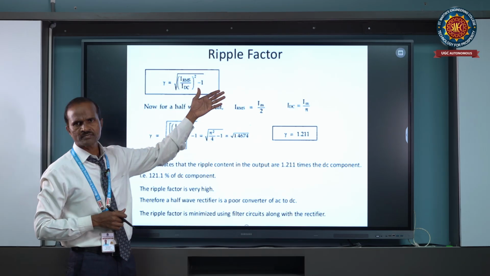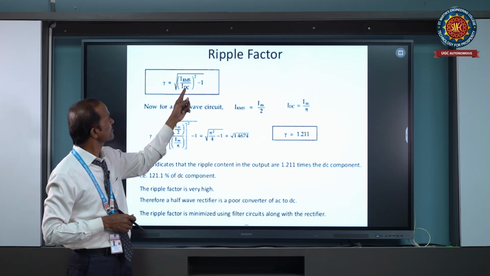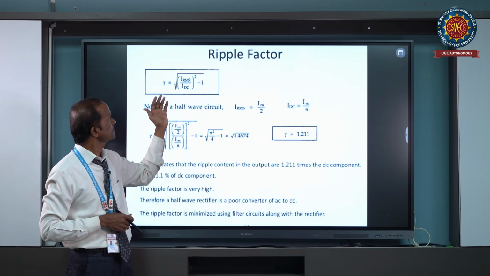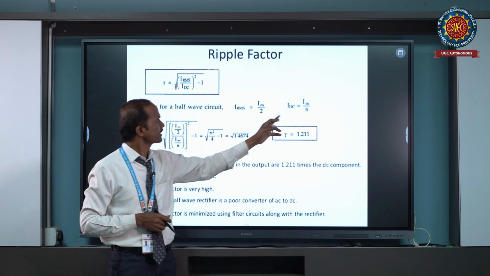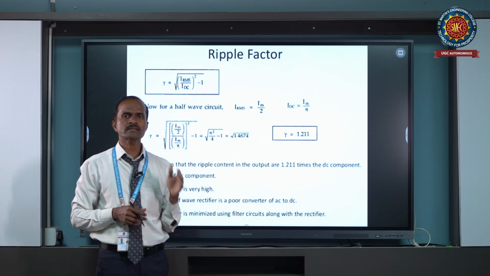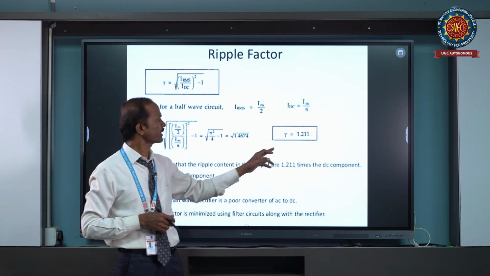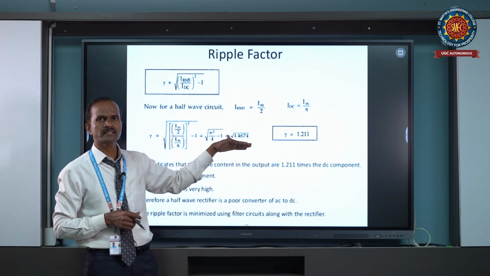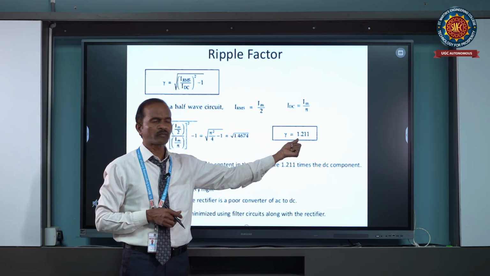Now we are going to find the efficiency here, which involves the ripple factor. The ripple factor is equal to the square root of (IRMS by IDC) whole square minus 1, using IRMS and IDC. By applying values, we get the ripple factor equal to 1.211. What is ripple here? Ripple is the unwanted AC signal present in the output. So the ripple value is 1.211.